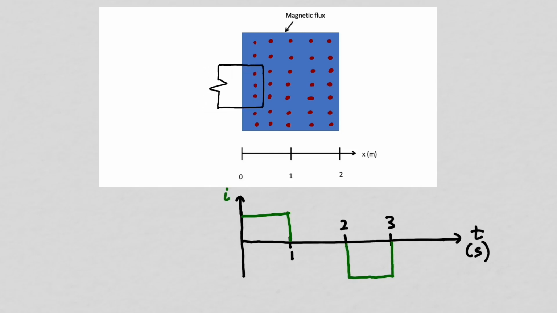in the graph. At 1 second, the circuit is totally inside the magnetic flux region, so from 1 to 2 seconds, there will be no current flowing, and from 2 to 3 seconds, there will be a negative current flowing, in other words, a counterclockwise current, after which the current will be 0.